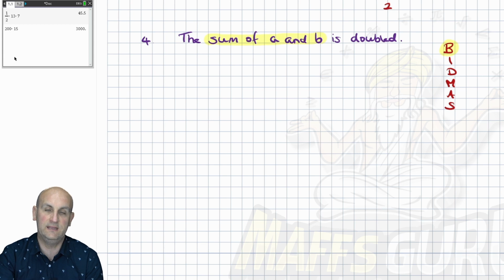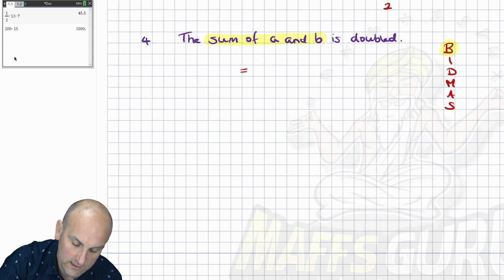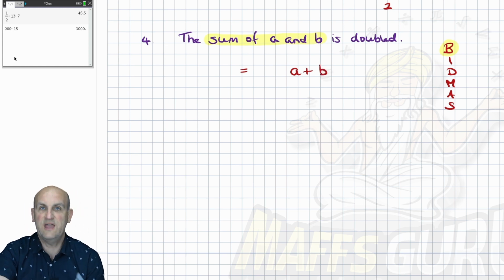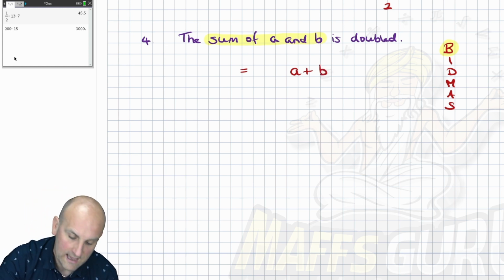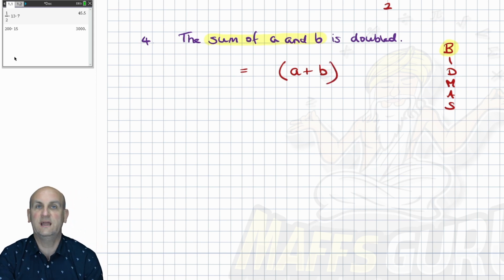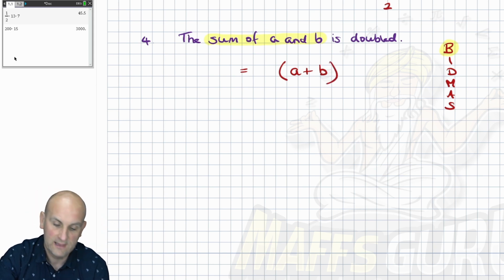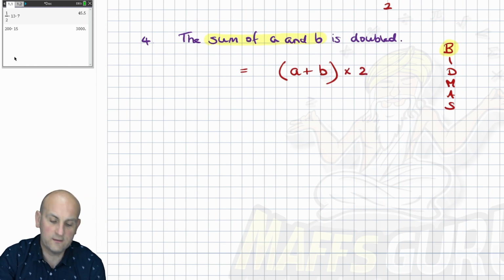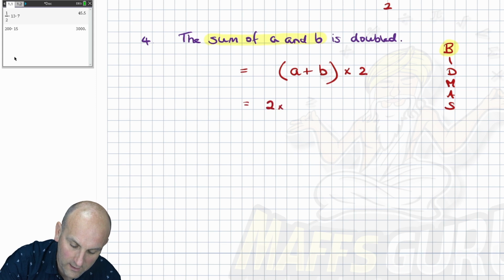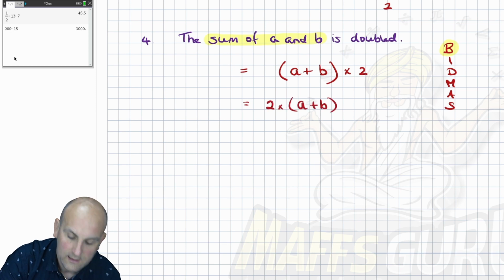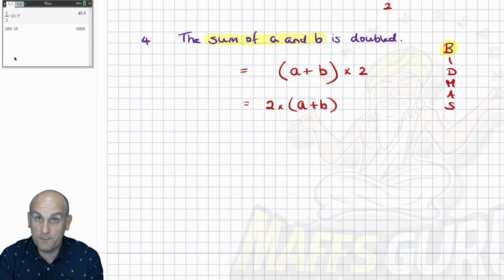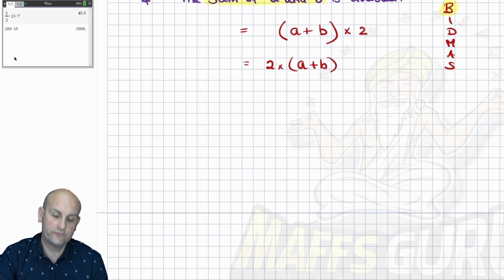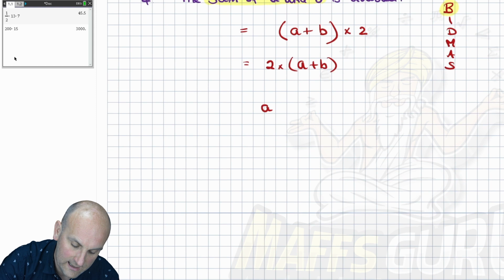So a and b is summed. So let's do equals. So I'm going to do a plus b is summed. Then it's doubled. So we have to make sure that they go in brackets to say do that bit first and then times it by 2. Now again, convention states that we would actually put the 2 times at the beginning of the brackets, and those are both the same. Now I want you to just see the difference here between a plus b times 2.